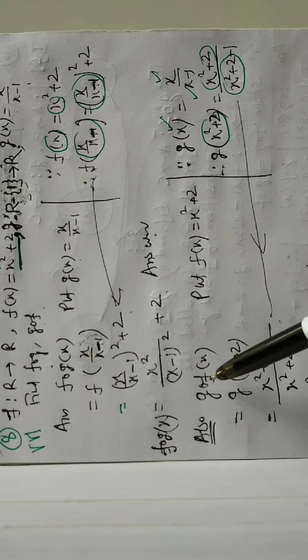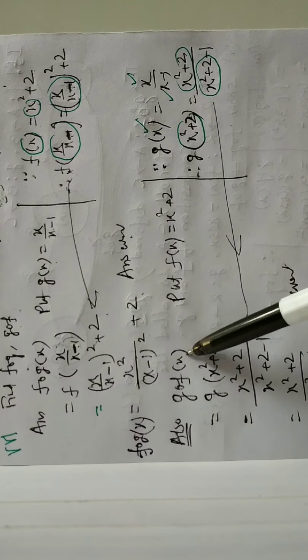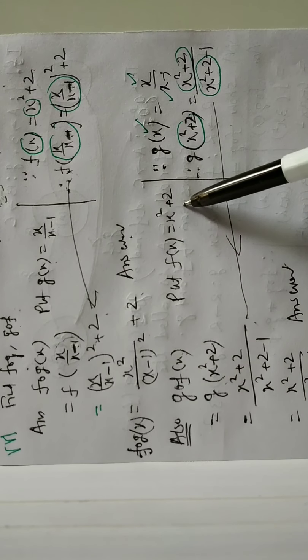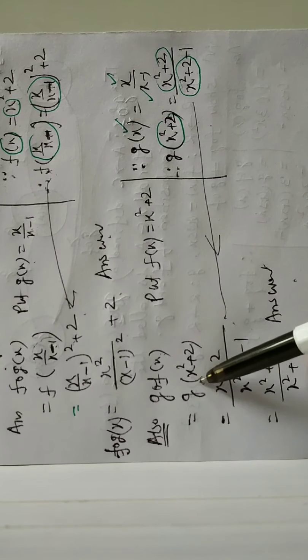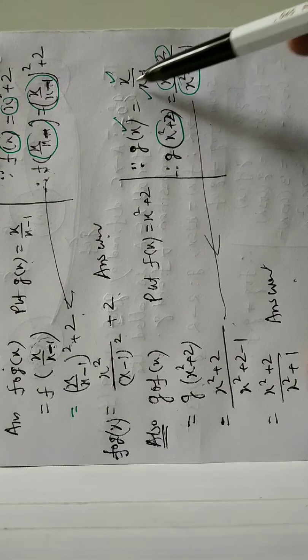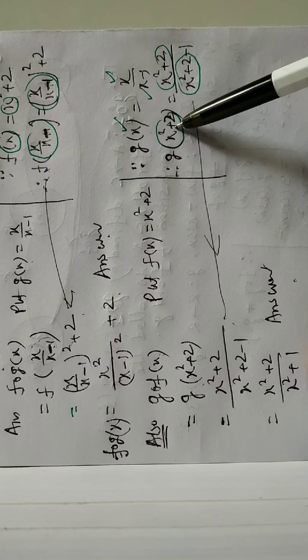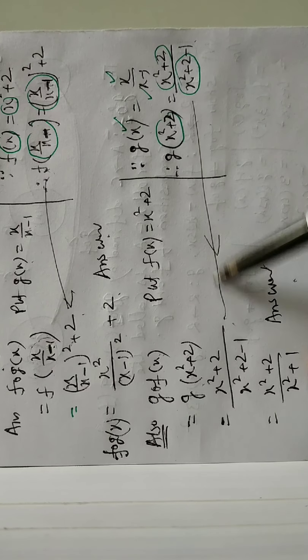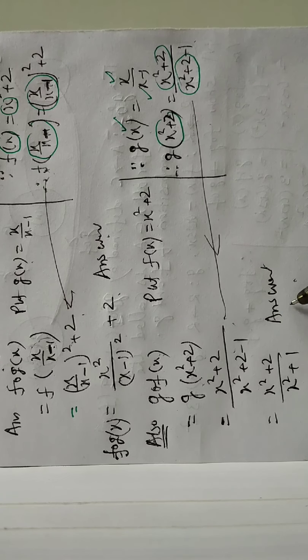Now gof(x), put the value of f(x). f(x) is equal to x square plus 2, already given. So g of (x square plus 2). Now g(x) is equal to x by x minus 1, so g of anything is equal to that thing by that thing minus 1. So this is copied here. So finally, this is the answer.